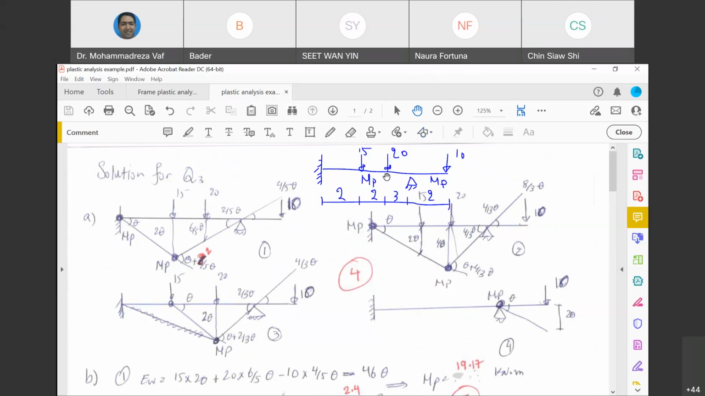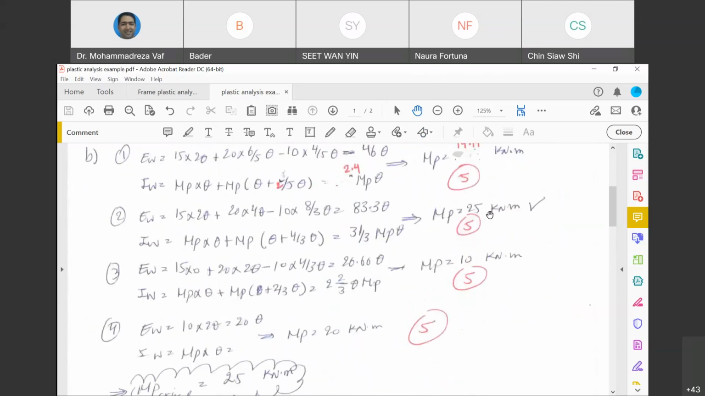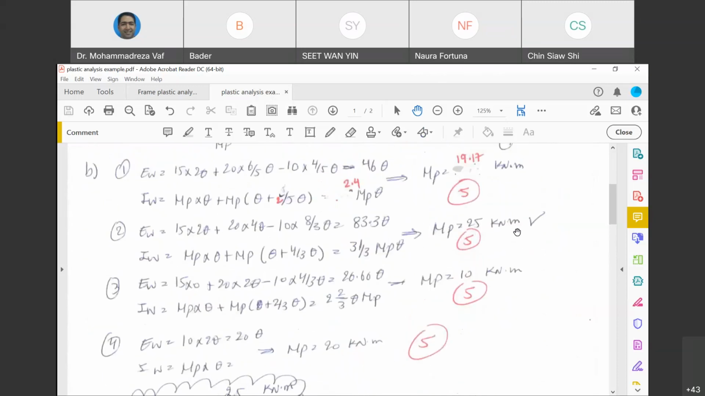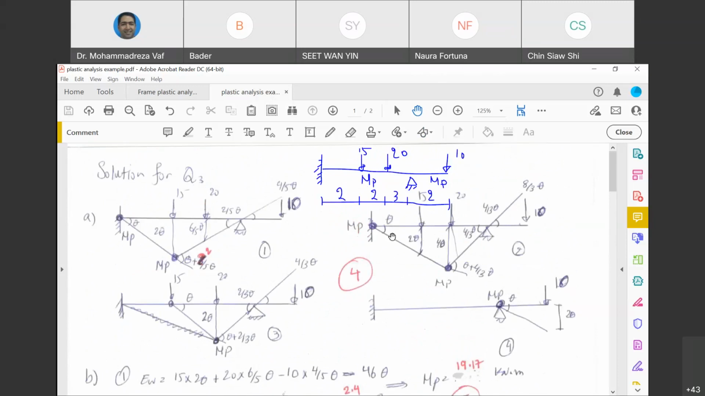One plastic hinge is going to be at the location of the 20 kilonewton force, and another one is going to be at the location of the support, according to the values that you have calculated. Okay, so this is the deflected shape, and this is the location of the plastic hinges. As we said, when the collapse occurs, the bending moments in the plastic hinges are clear for us. So you know the bending moment here, and you know the bending moment here.